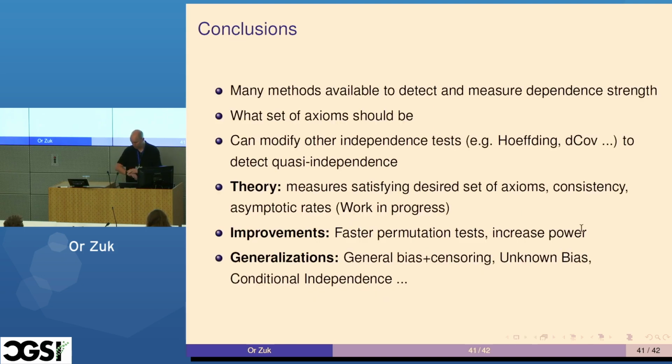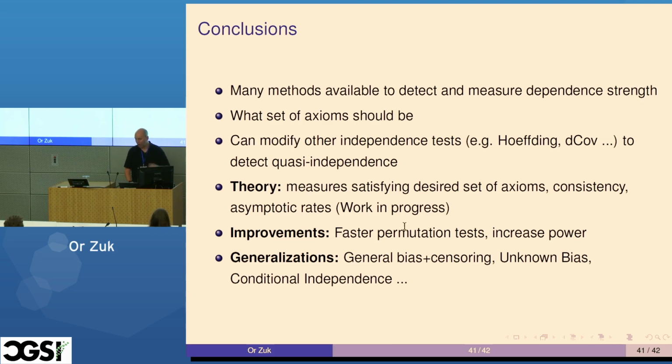And let me just conclude. We've seen many methods for detecting independence. Okay, let me just wrap up. Many methods for either testing for independence or measuring dependence. There is a fair amount of theory for these things without bias. With bias, we have some work in progress that, if you are interested, I'll be happy to talk to you about.